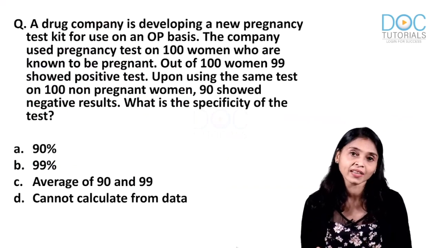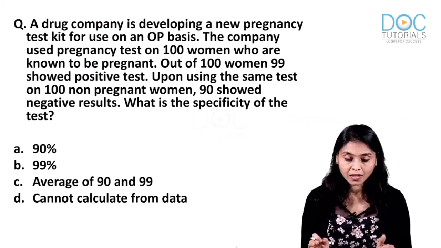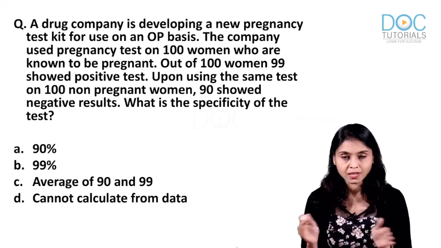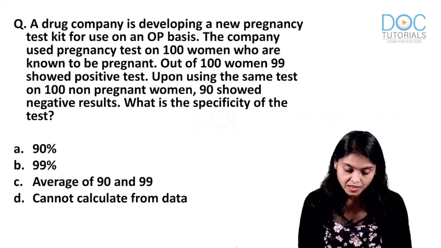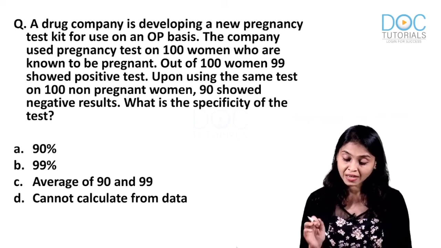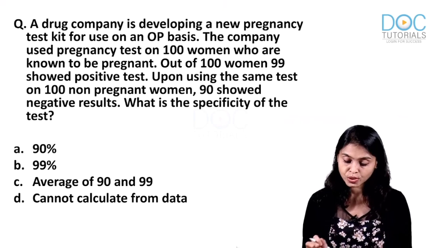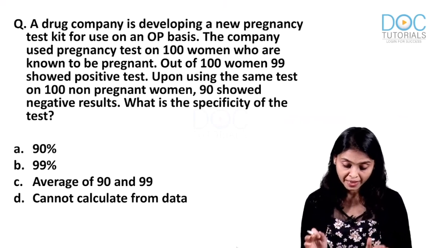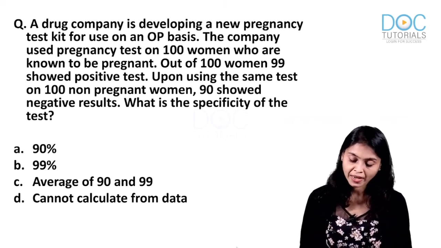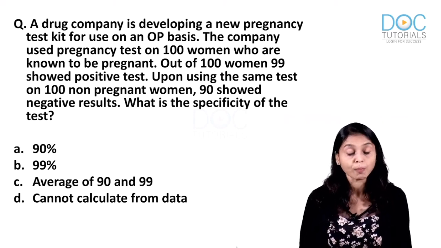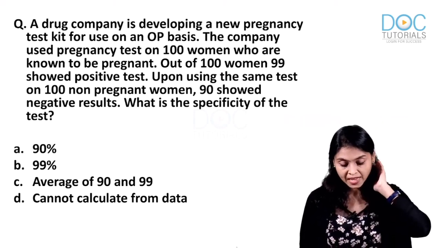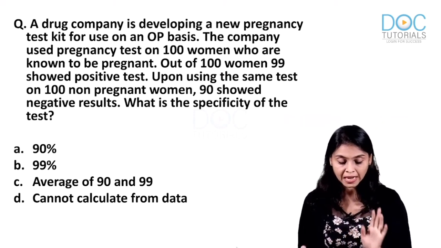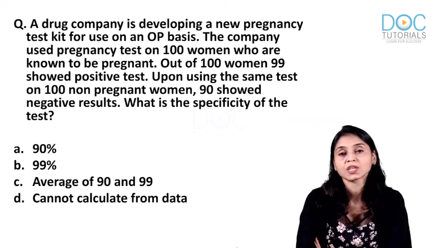Now, going to the next part of the same topic, problem-based questions. This is how you're going to get the questions. Let's not waste our time on this. We'll be quickly going through one or two questions. A drug company is developing a new pregnancy test kit for use on an OP basis. The company used the pregnancy test on 100 women who are known to be pregnant. Out of the 100 women, 99 showed a positive test. Upon using the same test on 100 non-pregnant women, 90 showed a negative result. What is the specificity of the test?